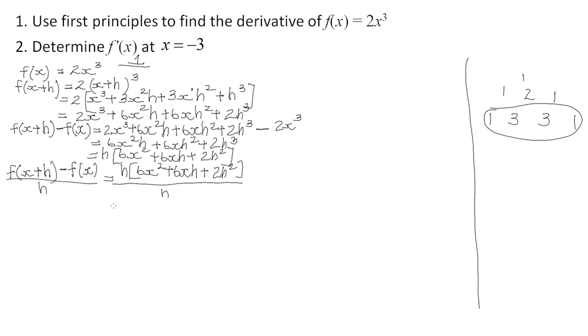And what do you get there? You get an answer of 6x squared plus 6xh plus 2h squared. Let me just explain to you why I prefer making this one term.